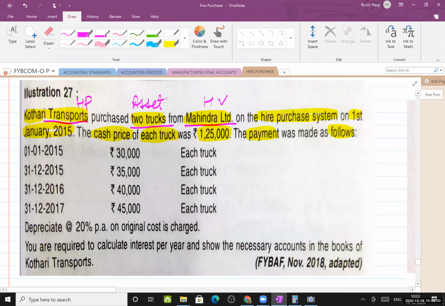Okay. The cash price of 1 truck is 1,25,000. That means if I purchase 2 trucks, this is going to be 1,25,000 into 2. Okay, that makes it 2,50,000. Everybody agrees to this? Is it clear?